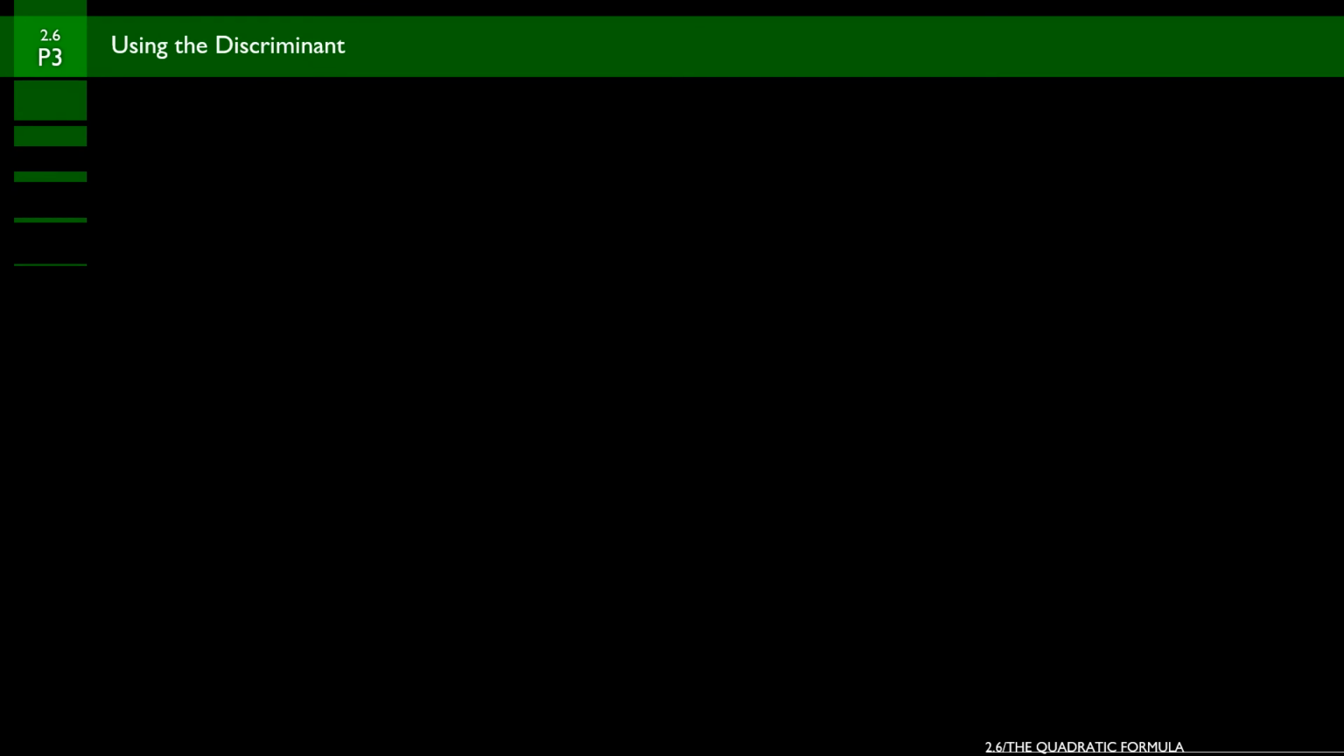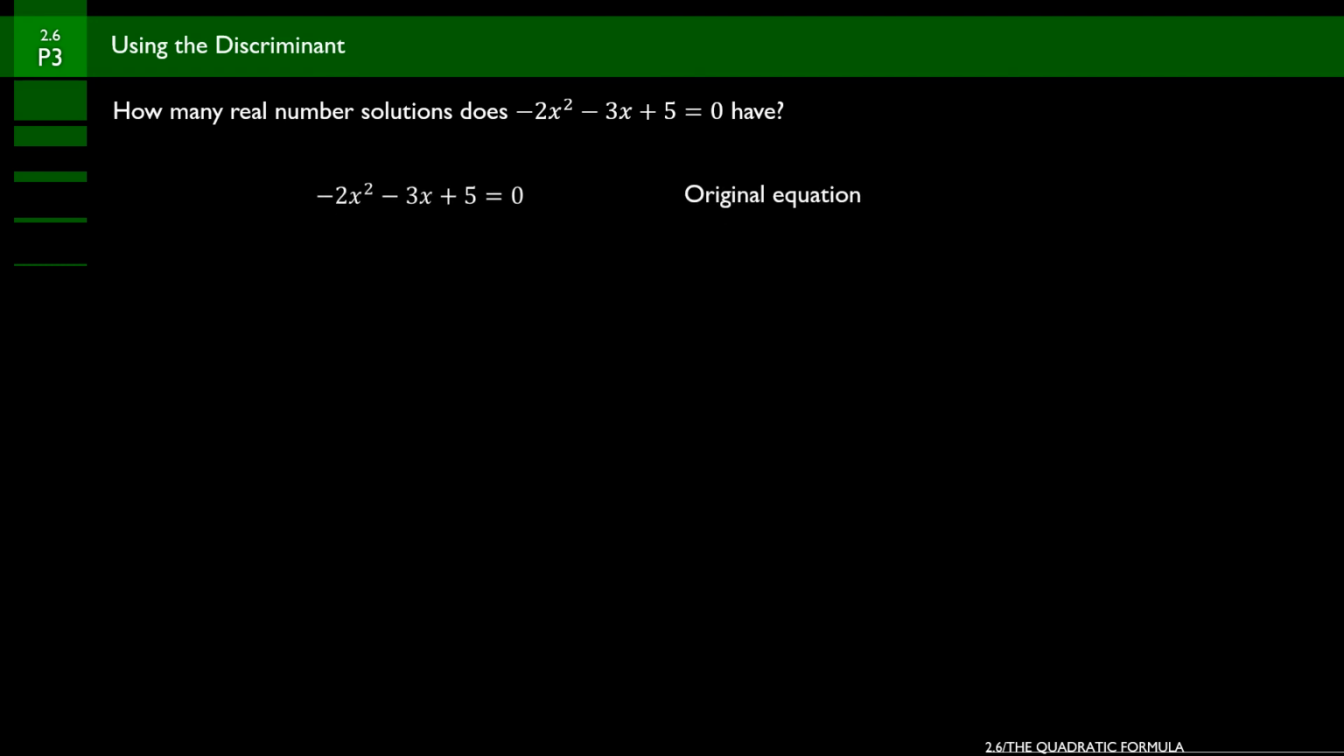So here in problem number 3, we're being asked to use the discriminant to find how many real number solutions the equation negative 2x squared minus 3x plus 5 equals 0 has. So again, write out the original equation, and then we're going to look at our discriminant, which is b squared minus 4ac. Plug in the values for the discriminant.